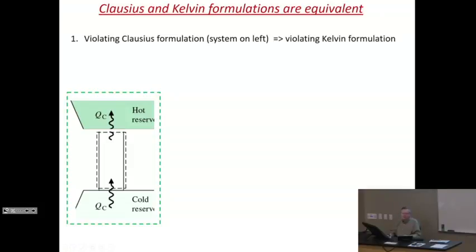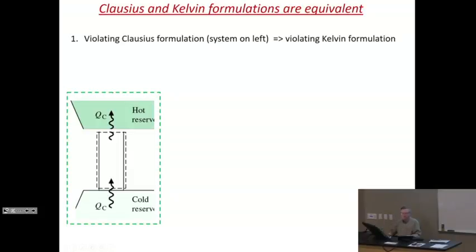Now I have a great pleasure to demonstrate that the Clausius and the Kelvin formulations are equivalent. And we will do that by proving that if you violate Clausius, you will violate Kelvin. And if you violate Kelvin, you will violate Clausius. So let's do this. It's part of what I like to do, actually. It's not very practical, but it's fun. So let's get ourselves a system that violates the Clausius formulation. Imagine you have something here, and you can have heat flow from the cold reservoir through it into the hot reservoir.